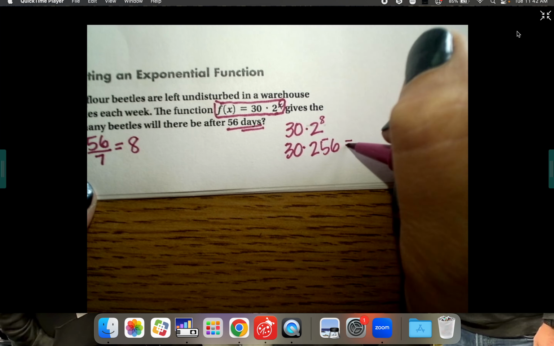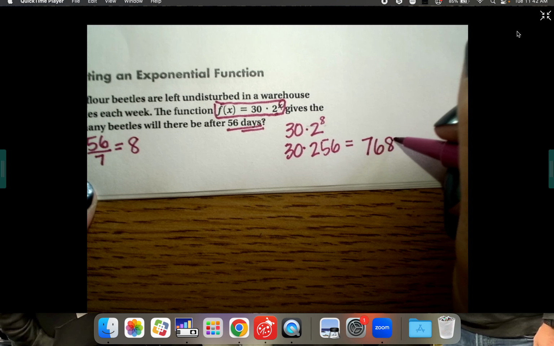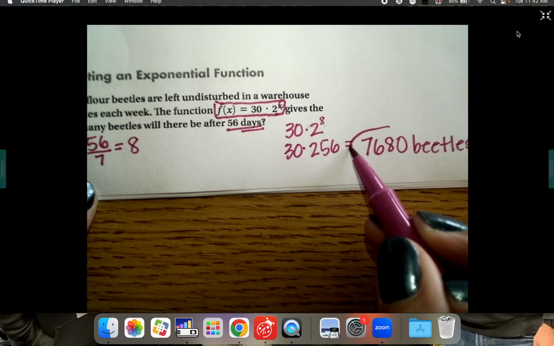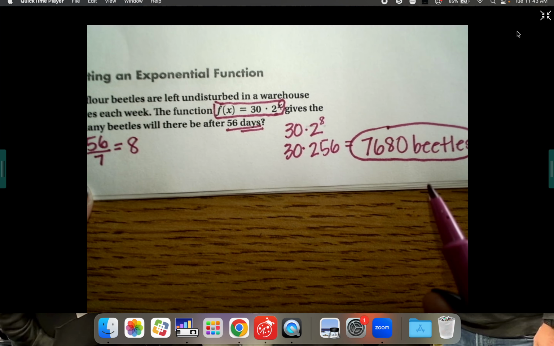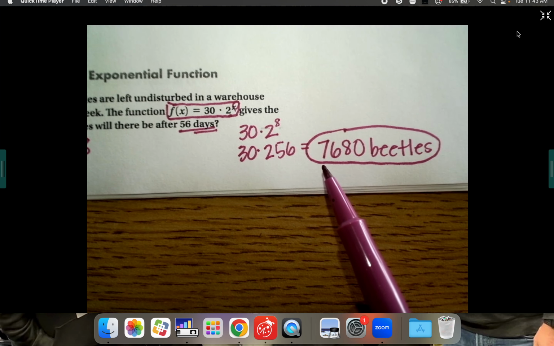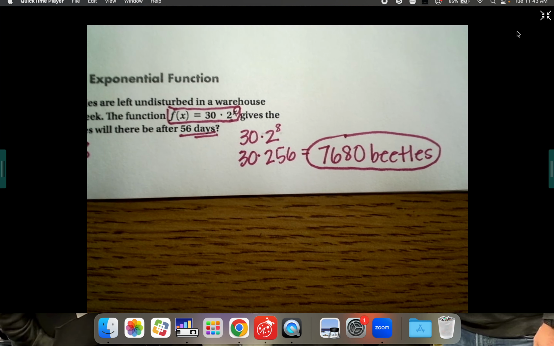7,680. So there would be 7,680 beetles. So this is a major example of exponential growth. They started with 30, and after only 8 weeks, they're up to the 7,000s. So that is an example of exponential growth. Okay, let's go to the next page.